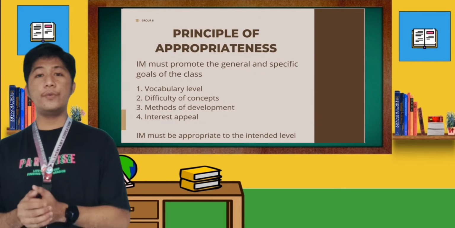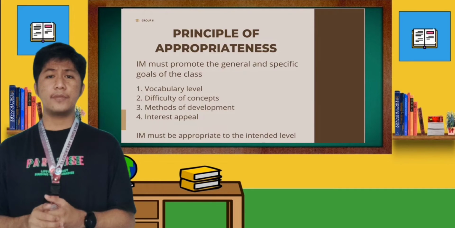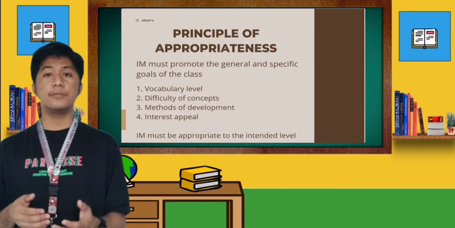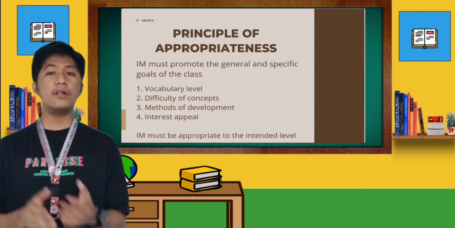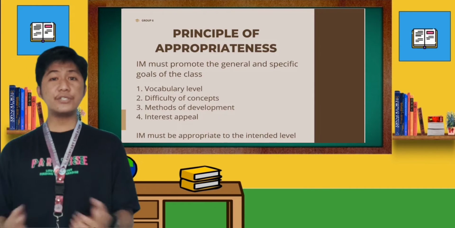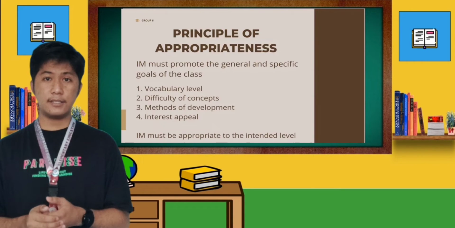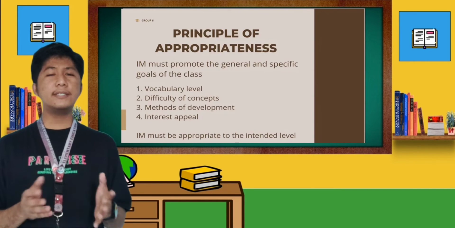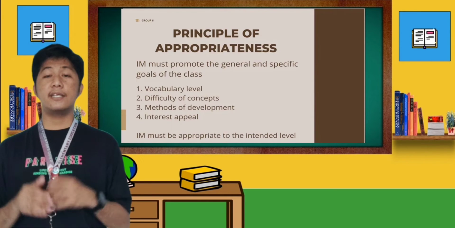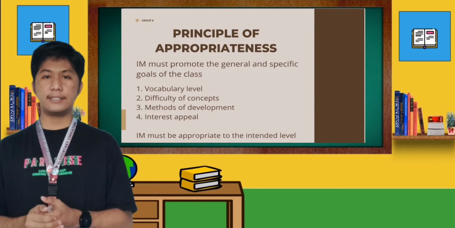So first, we have the principle of appropriateness. It says here that IMs or instructional materials must be either basic or supplementary to the curriculum. So from its very word, principle of appropriateness, it tells us that the instructional materials must promote the general and specific goals in the class. It must be aligned to the intended level, such as the vocabulary capacity of the students or the degree of difficulty of the concepts.